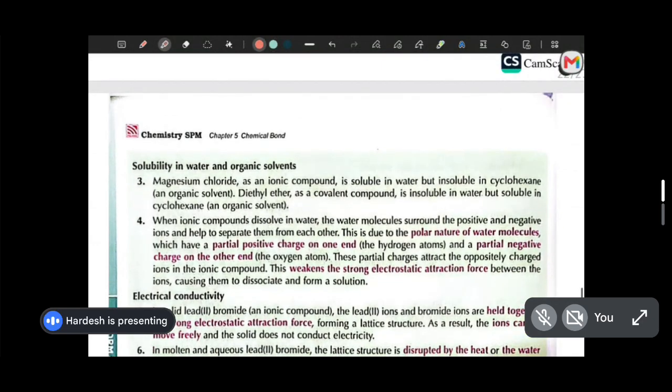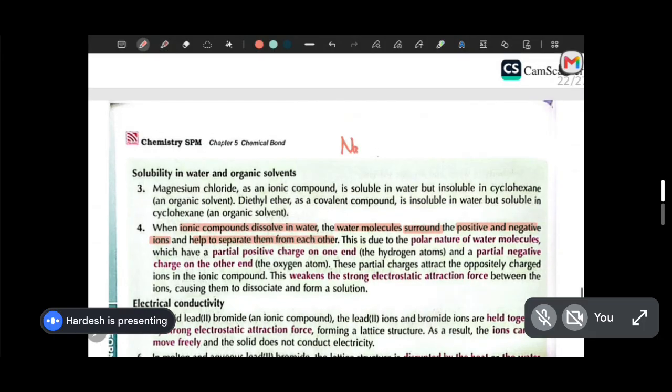So now we're talking about solubility, okay? Ionic compound dissolved in water. Water molecules surround positive and negative ions to help separate them from each other. So if we have sodium chloride, and we have water, the water molecules will separate them into sodium ion, chloride ion like that, okay? This is due to the polar nature of water molecules. Remember, water is polar, okay? Like this.